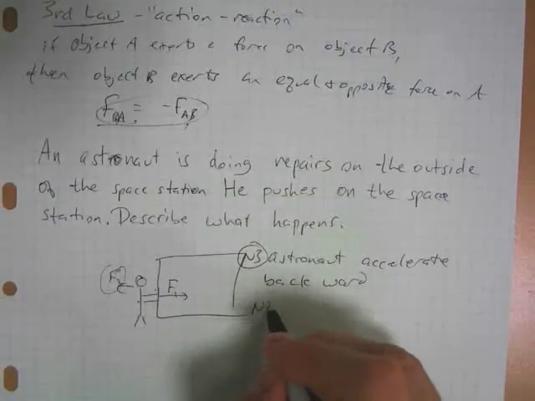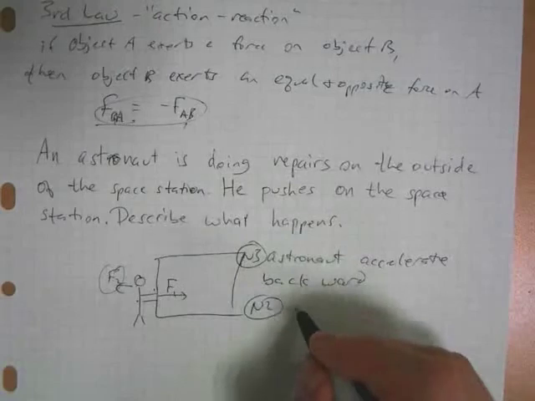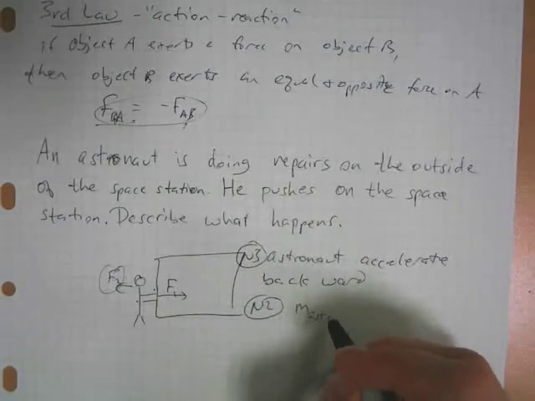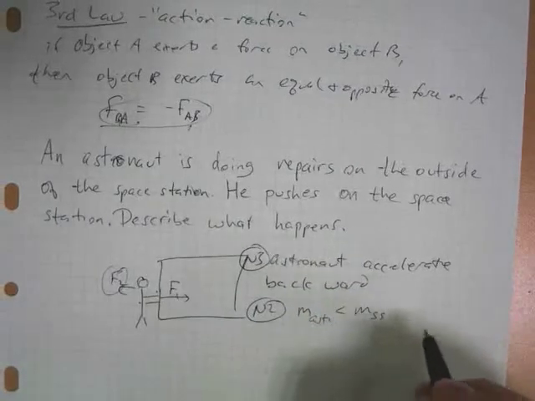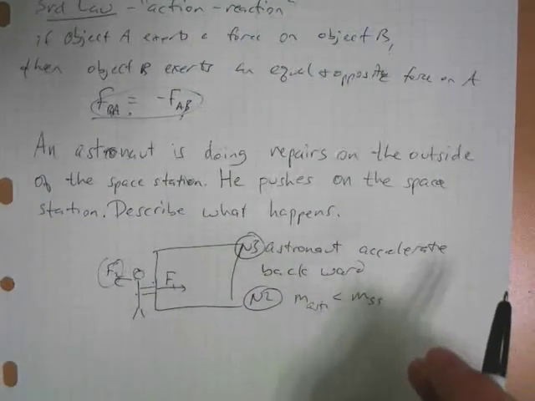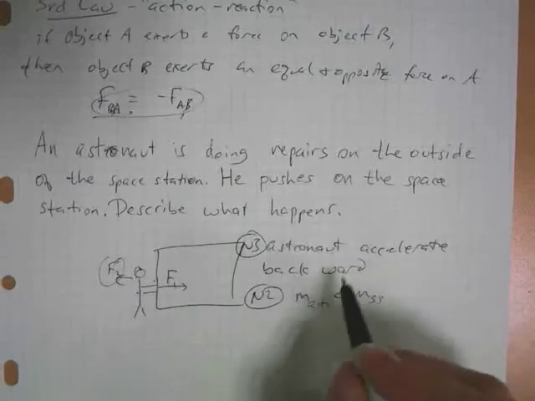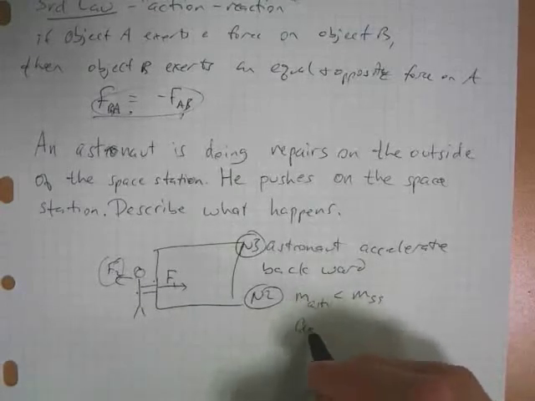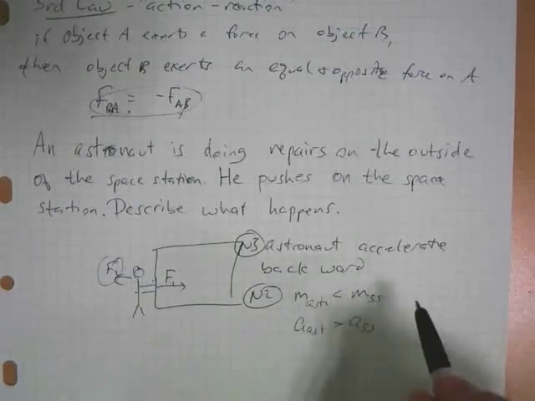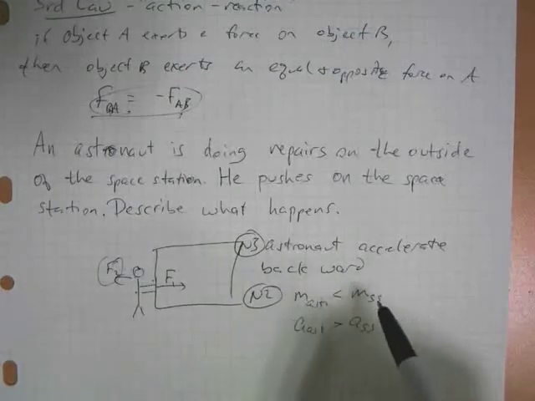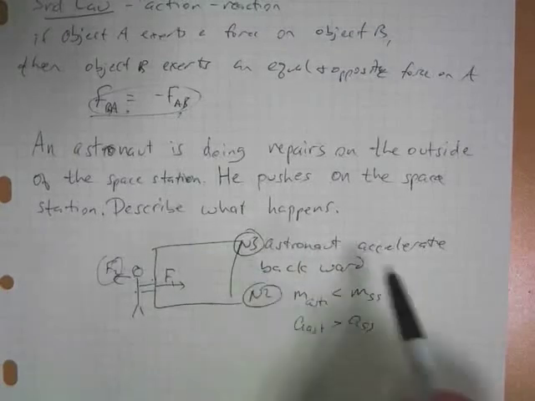According to Newton's second law, the mass of the astronaut is going to be less than the mass of the space station, and the forces acting on them are equal and opposite, so the acceleration of the astronaut is going to be bigger than the acceleration of the space station. So both Newton's second and third laws apply to this situation, and the astronaut's probably in trouble.